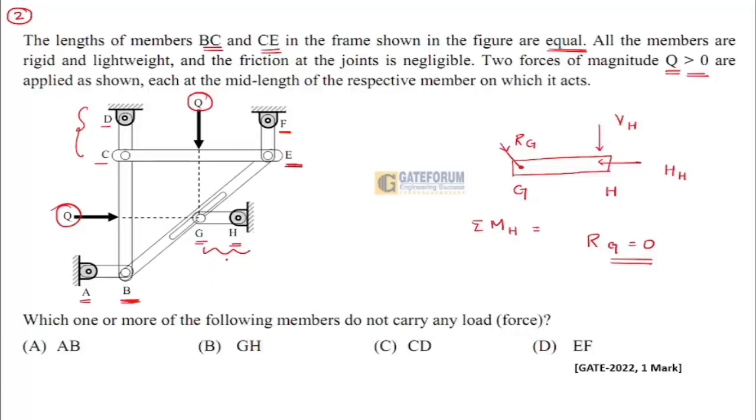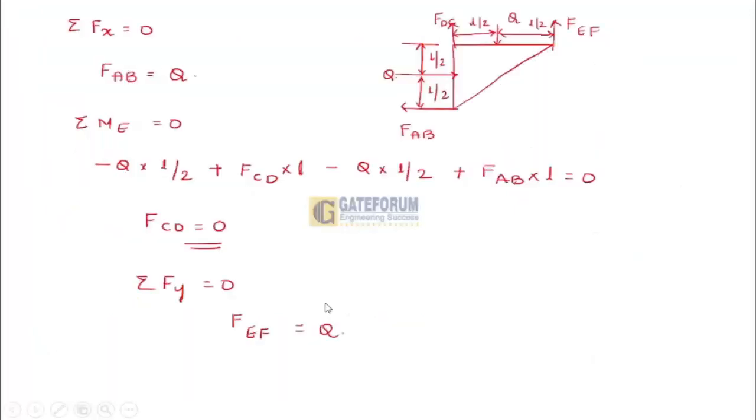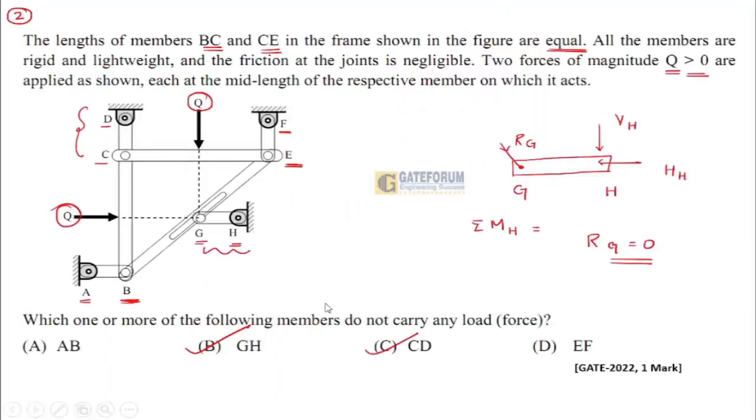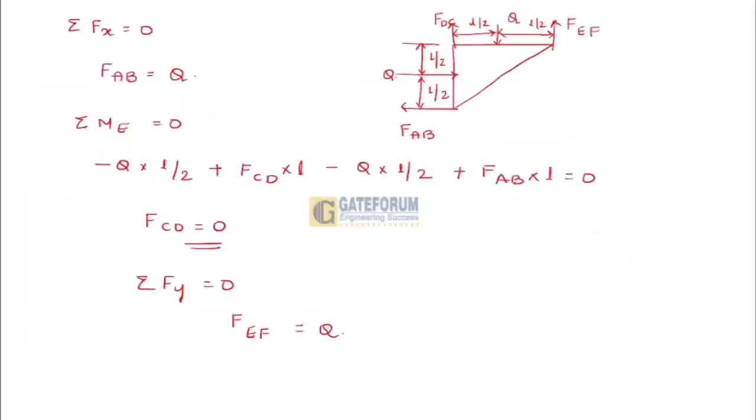Now what will the answer be? CD and GH is B and C. So the members GH and CD will have no load, or do not carry any load. Option B and C, multi-select question again here. Option B and C will be the right answer for the given question.